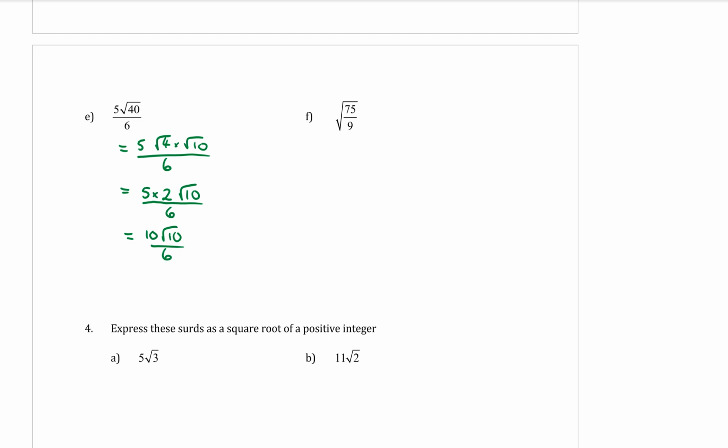And now that I'm done with the simplifying surd part, I can simplify the fraction part as well. I can simplify the whole numbers. So 10 and 6 both divide by 2. So let's divide by 2 and get 5 here. Divide by 2 and get a 3 there. So the final answer is 5 square root 10 over 3. Simplify completely. So simplify the surd first, and then simplify down any other fractions that are in there as well.